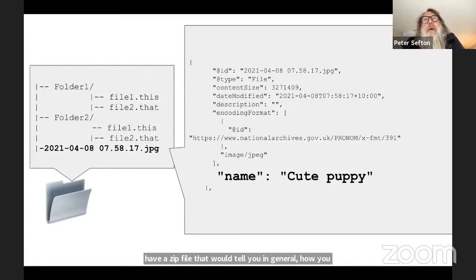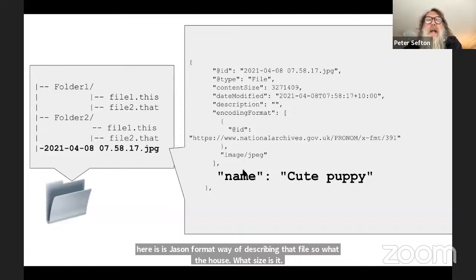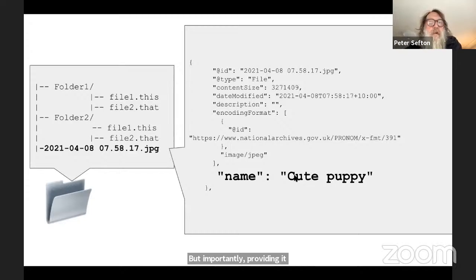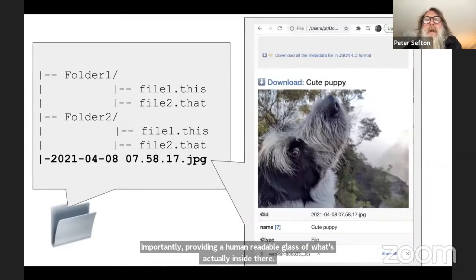But there were no formal ways a few years ago that we could find that actually let you say, okay, that JPEG file there, 2021-04-08, what is it? So this, on the right-hand side of the screen here, is a JSON format way of describing that file. So what size is it? What format is it? But importantly, providing a human-readable gloss of what's actually inside there. And I know you want to see the cute puppy.